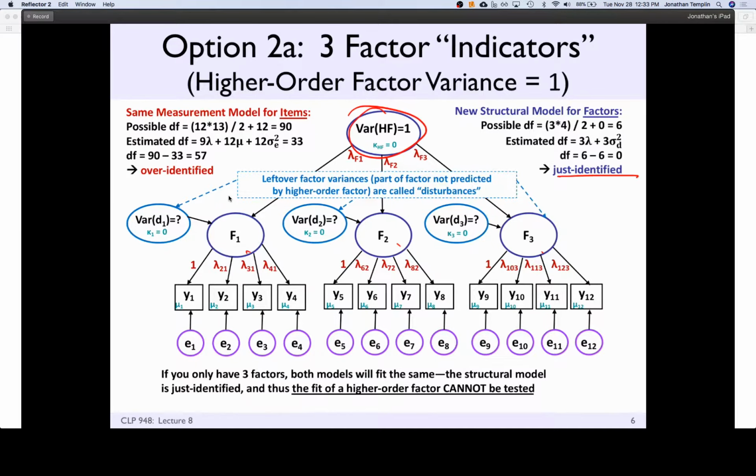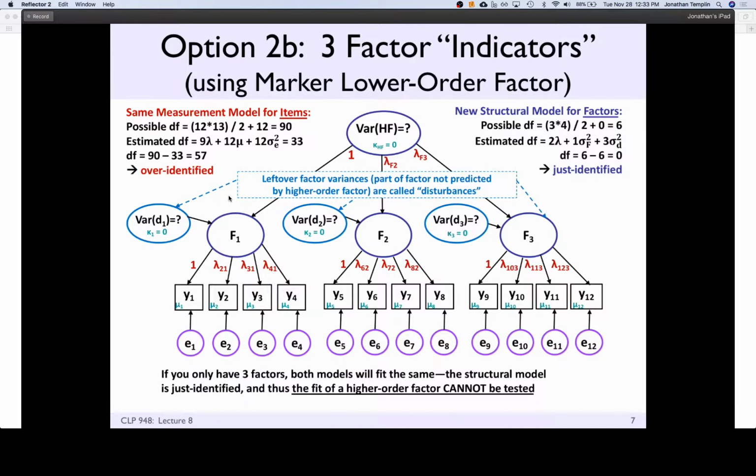Here, so this is a method where we estimated all the 3 factor loadings. So that means we had to set the factor variance to 1 for the higher order factor and the factor mean to 0. But we could also identify that higher order factor with a marker item by setting one of the higher order factor loadings to 1 and then estimating the variance. And again, it's still just identified.